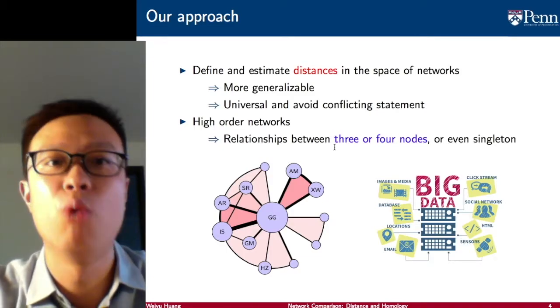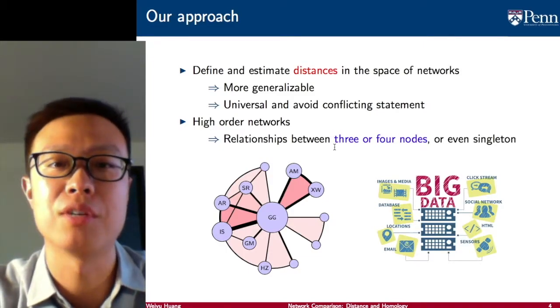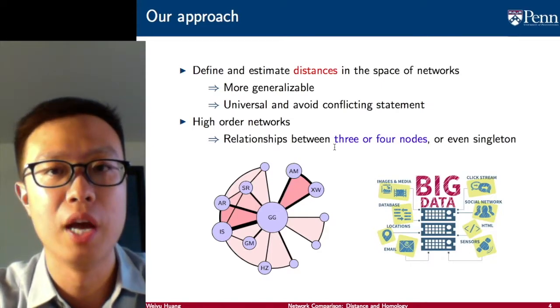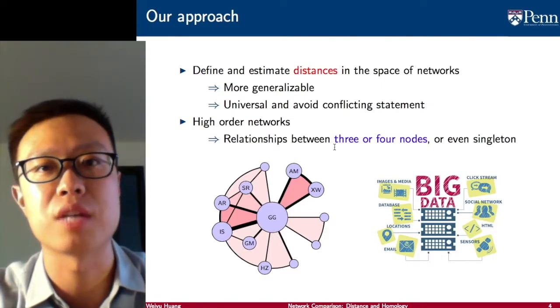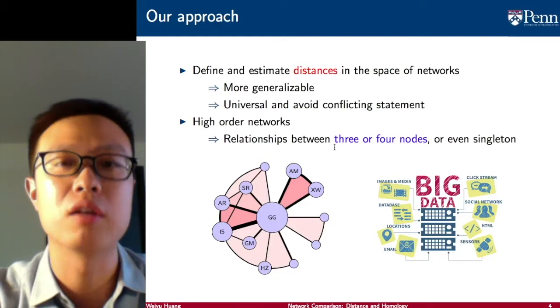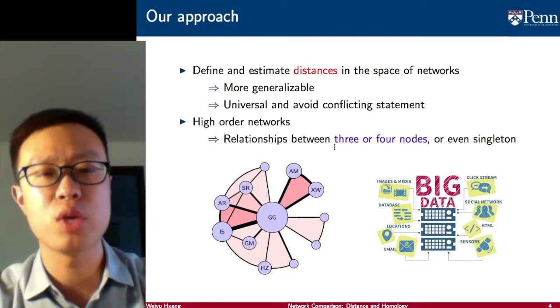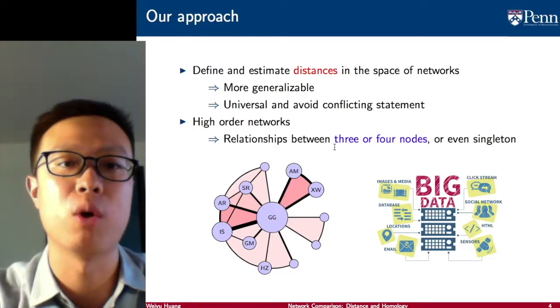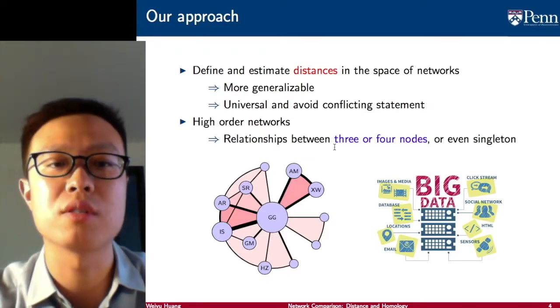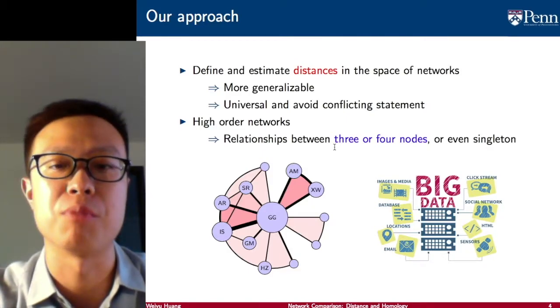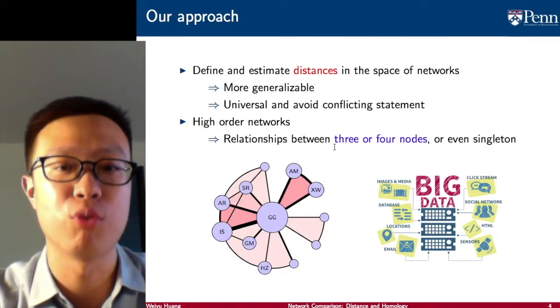Motivated by this, we want to define and estimate distances in the space of networks. This is more generalizable compared to the feature heuristics. It is also more universal, and because a valid metric satisfies triangle inequality, the conflicting statement is not going to happen. Besides the relationship between a pair of nodes, we also want to consider high-order networks, and therefore high-order relationships between 3 nodes and 4 nodes.